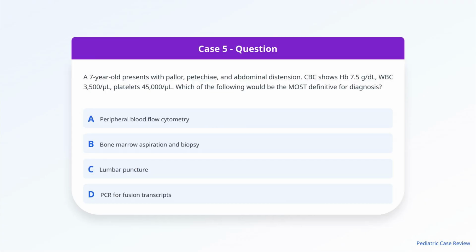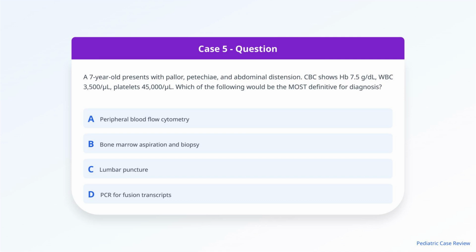Let's consider our fifth case. A 7-year-old presents with pallor, petechiae, and abdominal distension. Complete blood count shows hemoglobin 7.5 grams per deciliter, white blood cell count 3,500 per microliter, and platelets 45,000 per microliter.